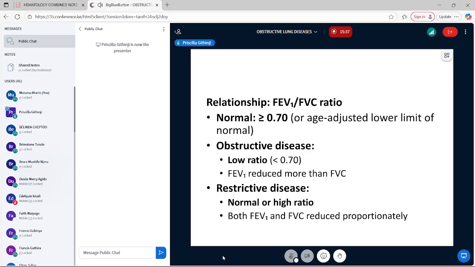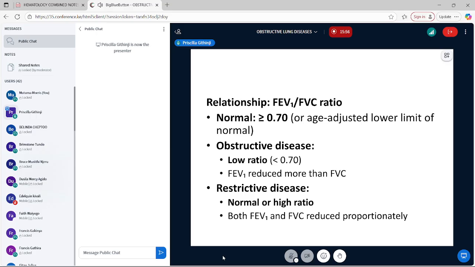So what is the relationship between the two? So when you measure your FEV1 and you perform a ratio, your ratio normally should be more than 0.7, or what is age-adjusted lower limit of normal.